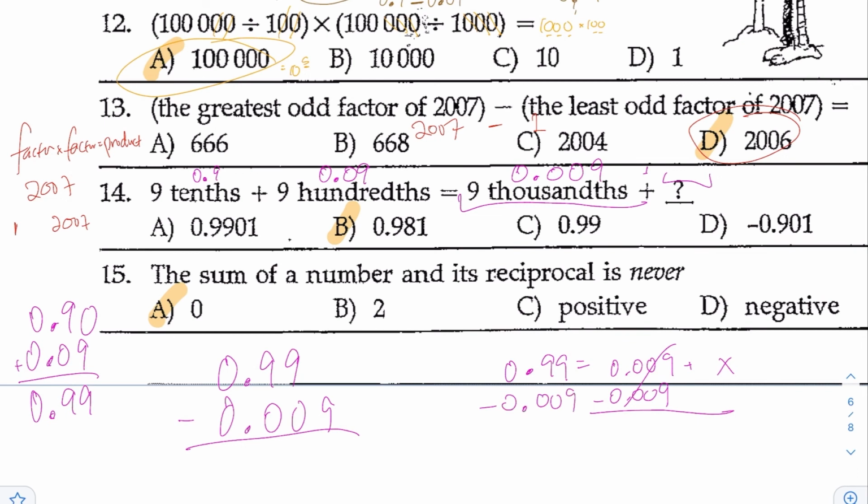And when you do so, you put a 0 placeholder here. So this would be 0.981. Which is choice B. If you add 0.981 plus 0.009, you get 0.99, which is what you have on the left side.